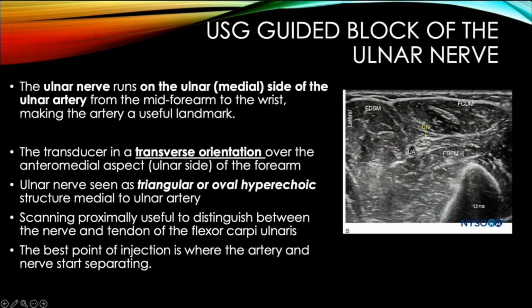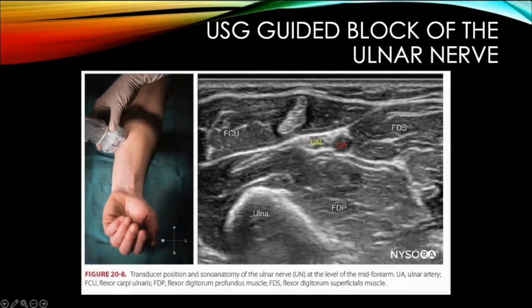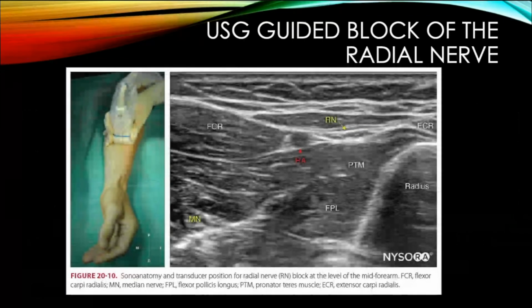Okay, so then you just look for the ulnar artery, and you can find the ulnar nerve right beside it. Then you can go to the radial nerve. All you have to do is follow the radial artery, and once you go proximal, you will be able to find the radial nerve going below the brachioradialis and superficial to the radius bone. So by scanning proximal and distal, you will be able to follow the nerve.